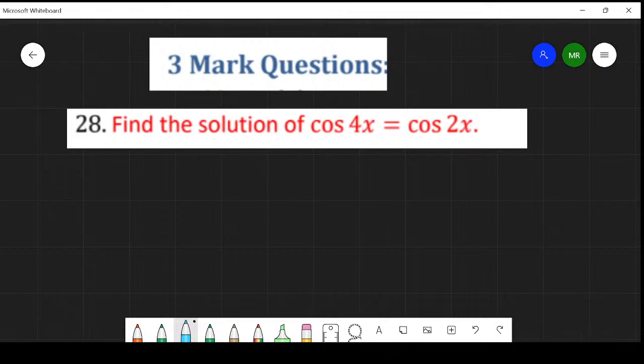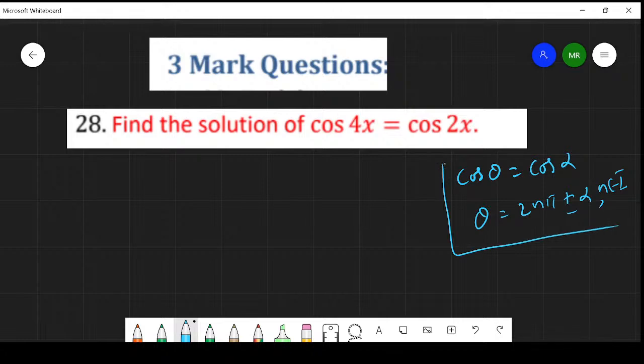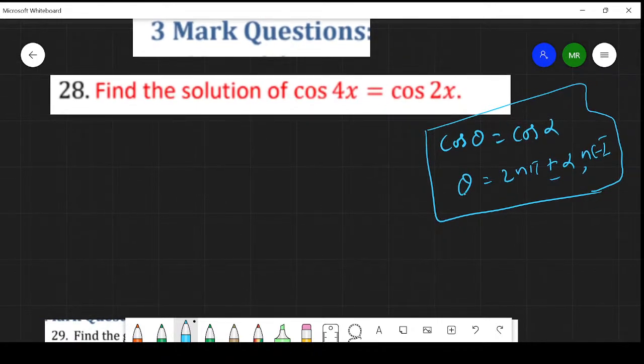When you are finding a general solution, always remember: when cos theta is equal to cos alpha, where alpha is the principal value, theta is equal to 2n pi plus or minus alpha, n belongs to z. This is your general solution when cos theta equals cos alpha. Here alpha is the principal value or principal solution.